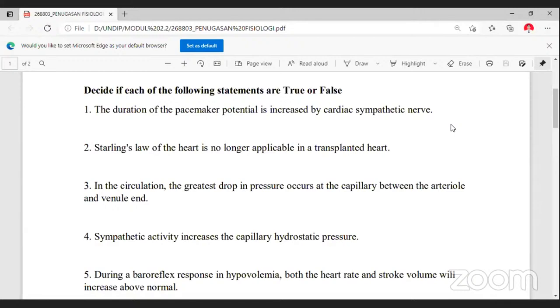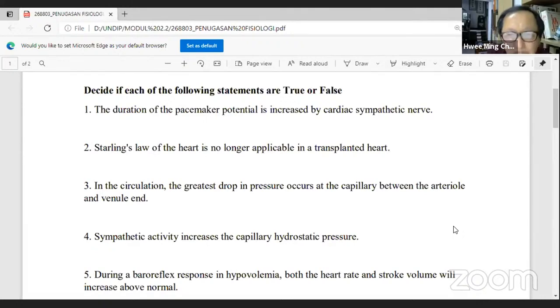The answer is true because the duration of the pacemaker potential does not increase by stimulation of the sympathetic nerve. What has changed due to stimulation of the sympathetic nerve is the increased movement of more sodium and calcium entry through the T-type calcium channel. This causes the acceleration of depolarization so that the threshold is reached more quickly. This faster movement toward the threshold is due to the sympathetic influx of flow to the pacemaker. So the answer is true.